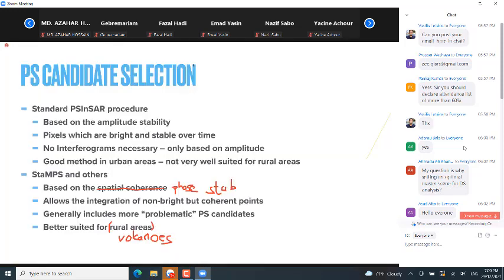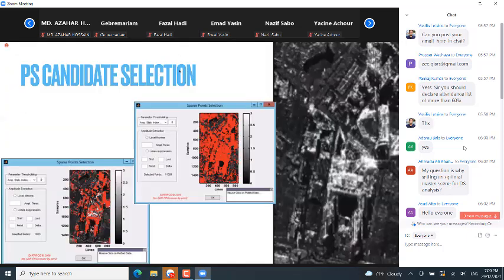There are different methods to do that. That's the point of these slides. There are different methods to find PS candidates. Right, and then you have to set a threshold. The typical threshold for the amplitude dispersion index would be something like 0.25. If you set it lower, in case of the dispersion index, you will have fewer points. If you set it higher, you will have more points.